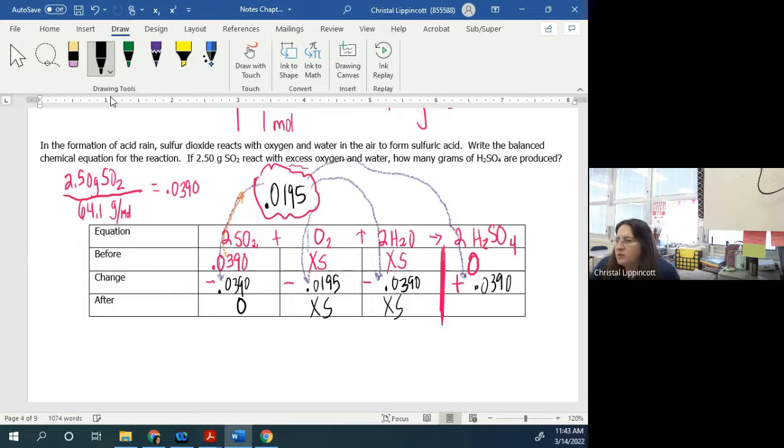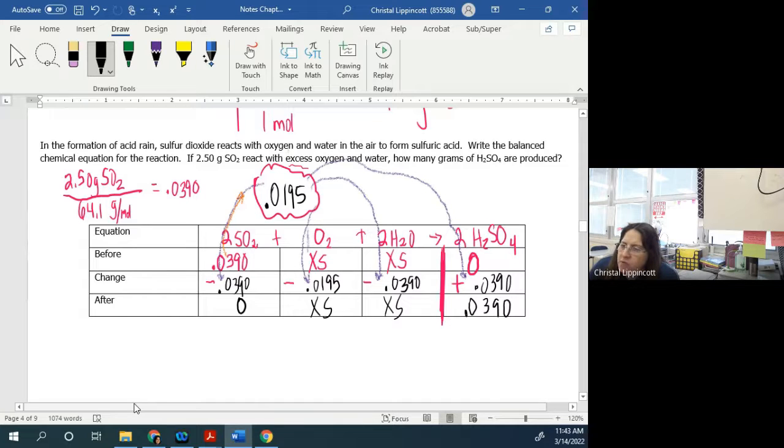We don't know how much it is. Tomorrow I'm going to show you how to deal with situations where you're given multiple reactant amounts. Those are called limiting reactants. You've got to figure out which one you're going to run out of first. But for today, we're still on excess reactants, which makes life a lot easier for you. All right. Once we're done with that, then we end up having this.